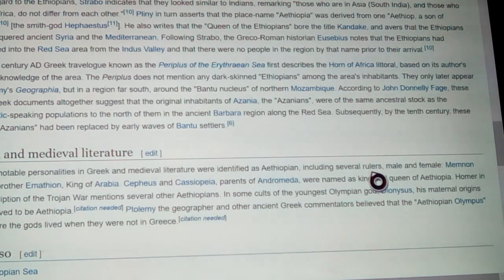These early Greek documents suggest that the original inhabitants of Azania, or the Azanians, were the same ancestral stock as the Afro-Asiatic speaking populations to the north of them and to the ancient Barbara region along the Red Sea, like what they call the barbarians, but Caucasians. Subsequently, by the 10th century, those original Asians had been replaced by early waves of Bantu settlers.